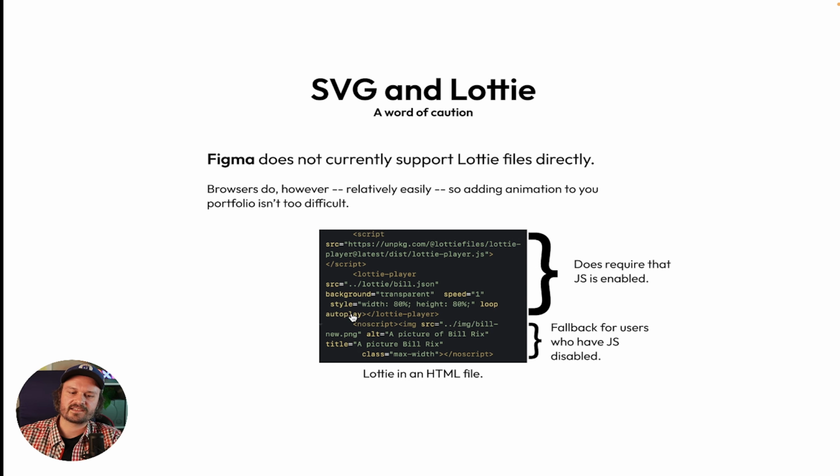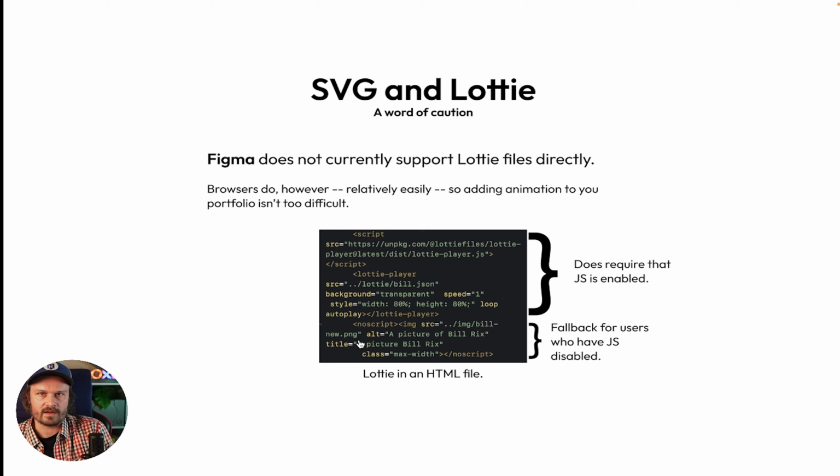And autoplay is set so that when the Lottie player loads and the JSON file loads from the server, it just starts to play automatically. And then we have the end tag for Lottie player, and then below that, I have some markup wrapped in the NoScript tag, and that points to a .png.